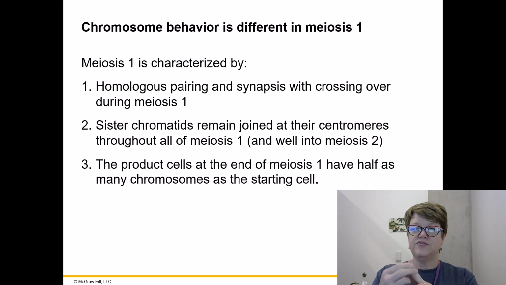And then the sister chromatids are not pulled apart from each other in meiosis 1. They're not pulled apart until halfway through meiosis 2. And so that's important. When you end meiosis 1, the chromosomes are still in the dyad form. The product cells at the end of meiosis 1 have half as many chromosomes as the cell you started with, so it's a haploid cell. So you have 2 haploid product cells at the end of meiosis 1, but they have dyad chromosomes. And by the end of meiosis 2, you have 4 haploid cells, but they have monad chromosomes.